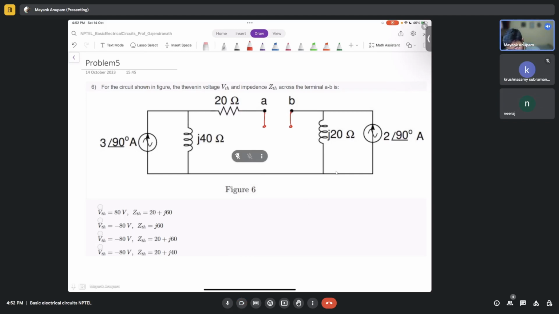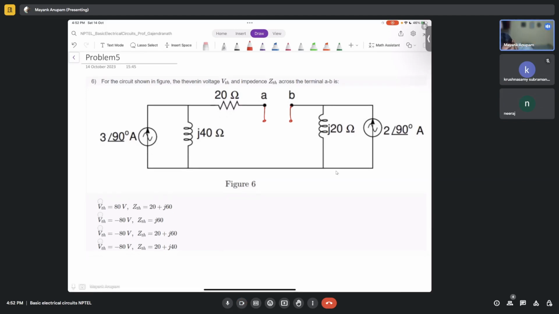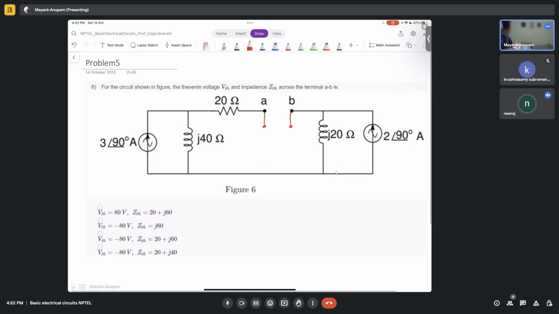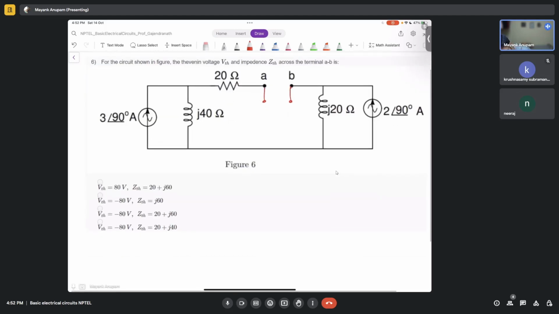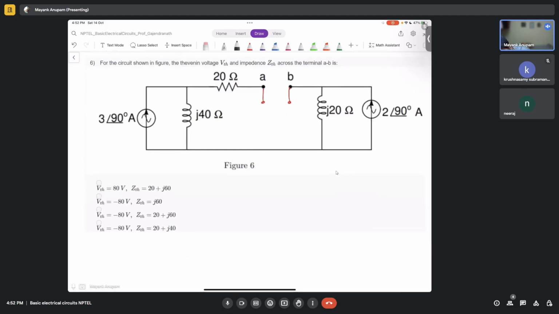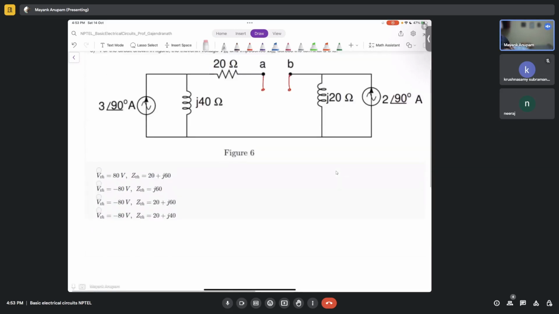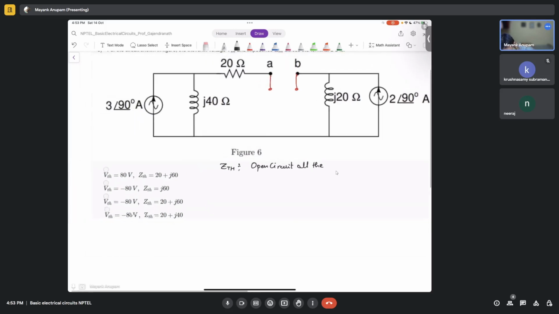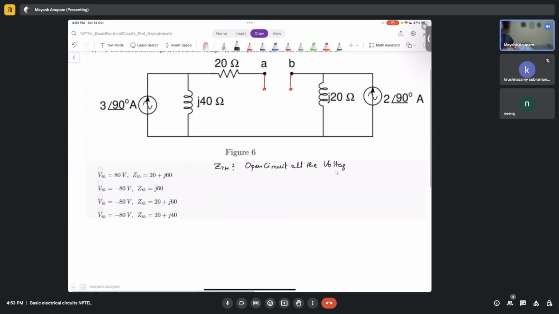First for ZTH, what do you do? Open circuit all the current sources, short circuit all the voltage sources, right? Okay, so first find out what is ZTH. For ZTH, I will just write it here. ZTH, open circuit all the current sources, independent current sources.